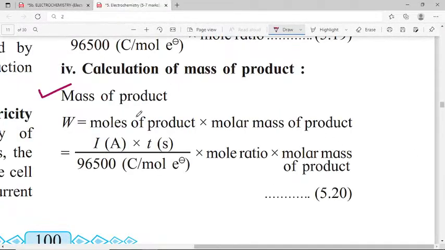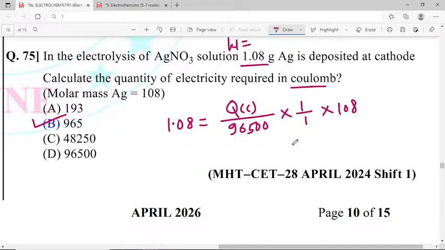I am using this formula: current in ampere, time in seconds, all together as the coulombs. Coulomb divided by 96500, multiplied by mole ratio, multiplied by molar mass. So this is your answer.